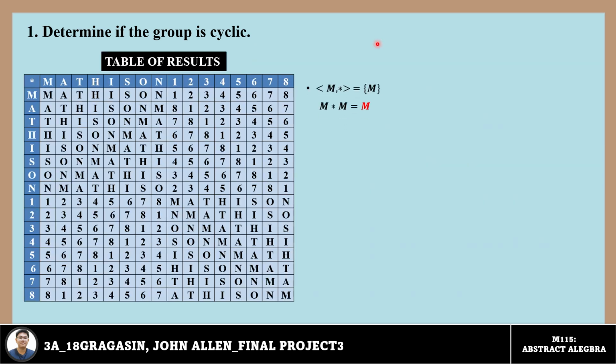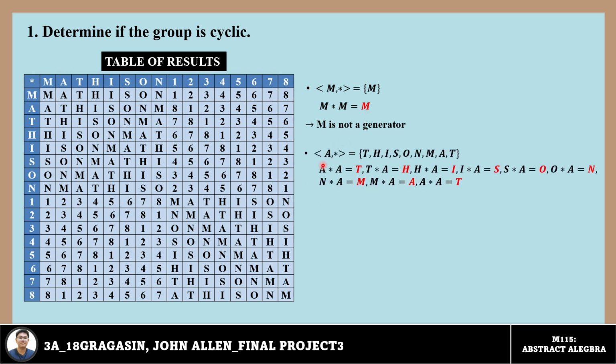So first, let's check if the element M is a generator. By operating M to itself, we will get the resulting element, which is M. As you can see here, it doesn't generate the entire set G. Therefore, the element M is not a generator.